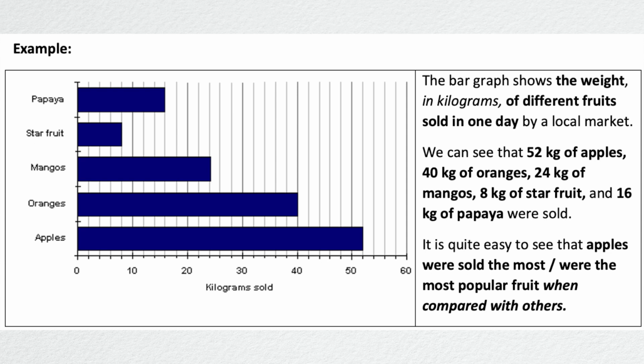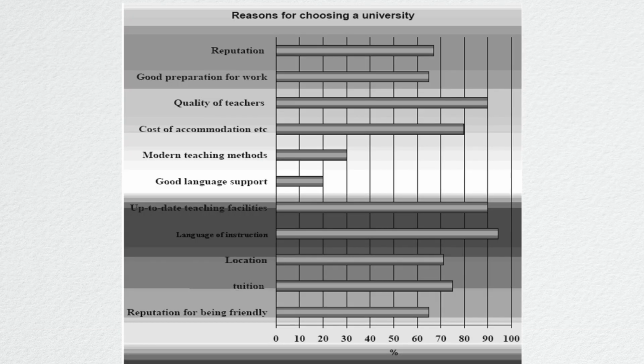Here in this example, the bar graph shows the weight in kilograms of different fruits sold in one day by a local market. When trying to measure change over time, bar graphs are best when changes are larger, as in this example. Now pause the video, look at the bar graph and study its summary to see the necessary language used in interpreting bar graphs.